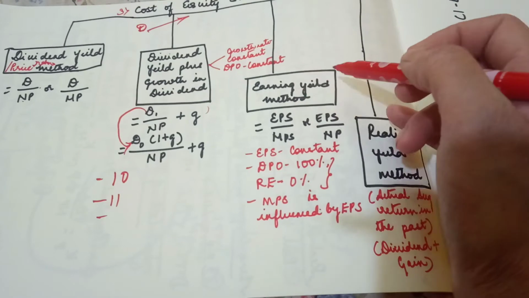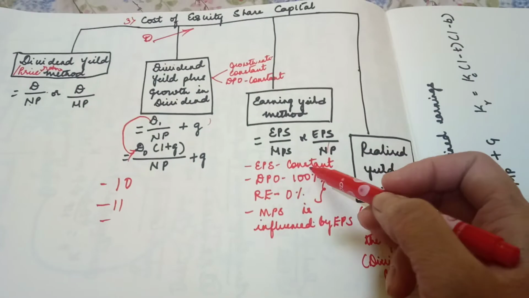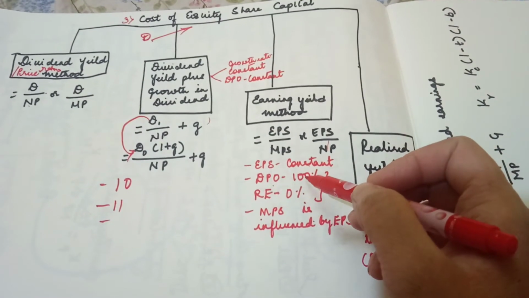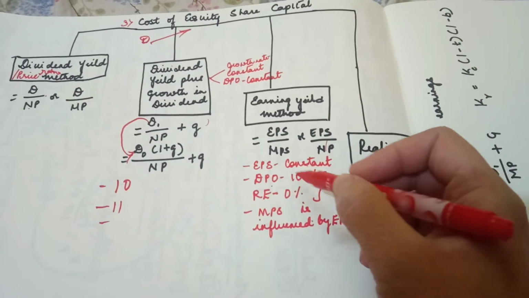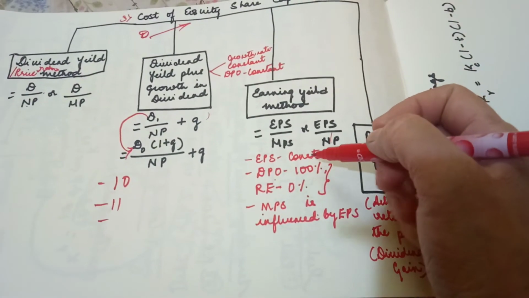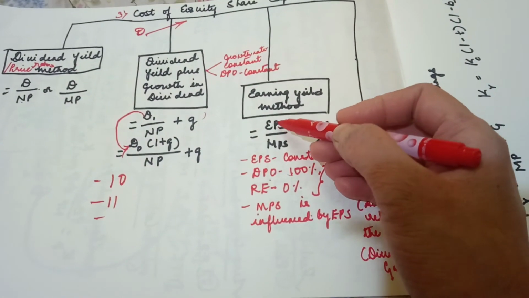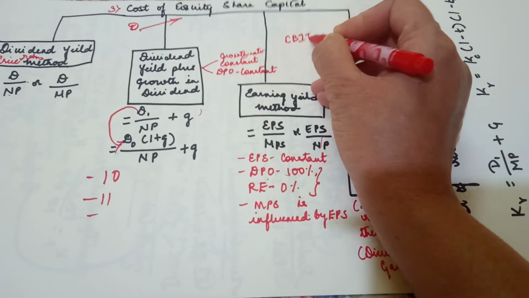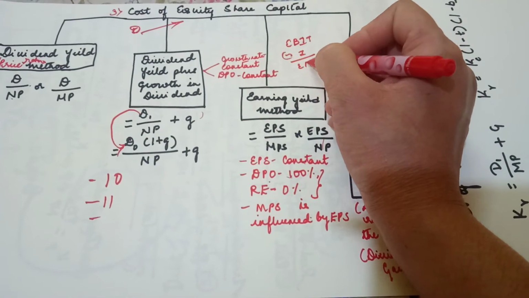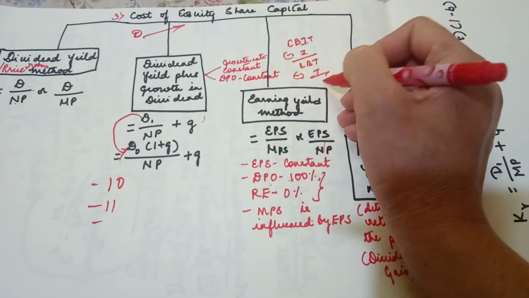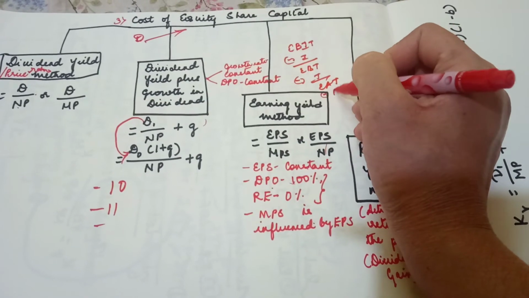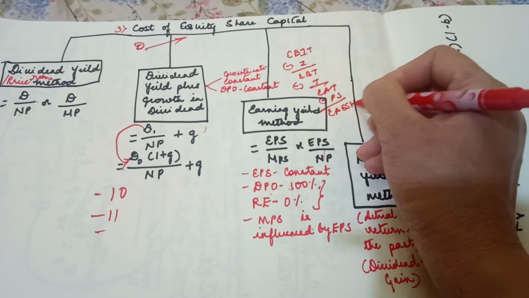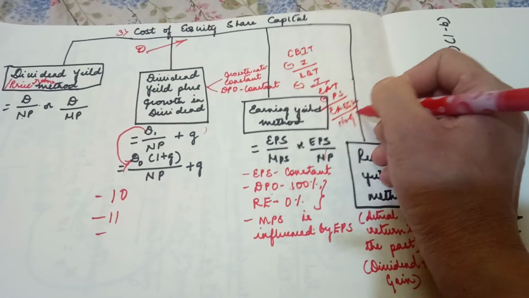So in case of your earnings yield method, we assume that EPS remains constant and DPO is 100%. There are no retained earnings. It means that we are assuming whatever the company earns in the form of EPS. See, I will show you. EBIT less interest will be your EBT, less tax is your EAT, less preference dividend will tell you what is the earnings available to equity shareholders divided by number of equity shares.